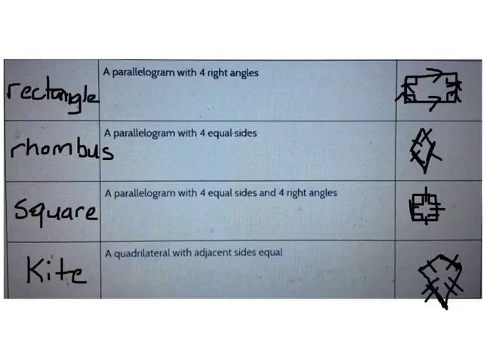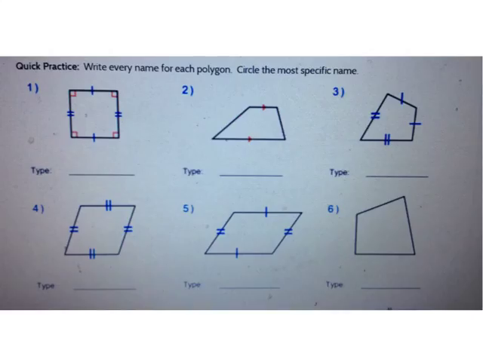Let's look at some examples. Write every name for each polygon and circle the most specific name. When we do this, we're going to go through all of our vocabulary words from quadrilateral down and see if they apply. Look at number 1. Is number 1 a quadrilateral? Yes. It has 4 sides. So write quadrilateral.